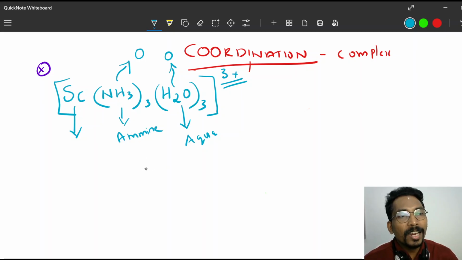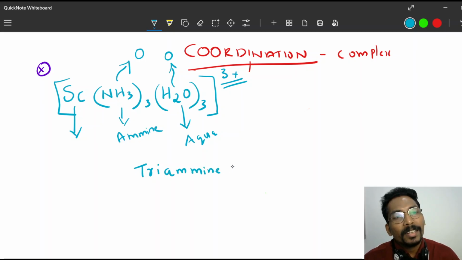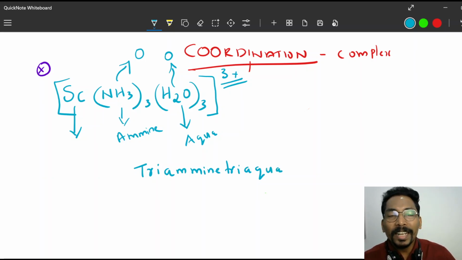So the name will start with triammine, then 3 water ligands, so triaqua, then the central metal atom. What is the central metal atom? Scandium. Okay, so you can directly write scandium.